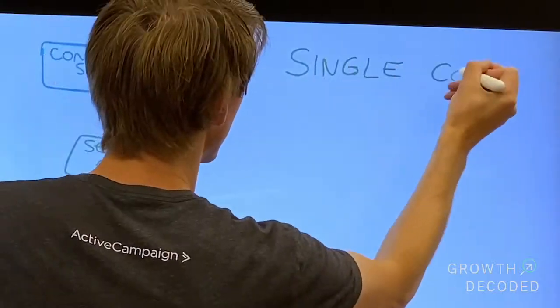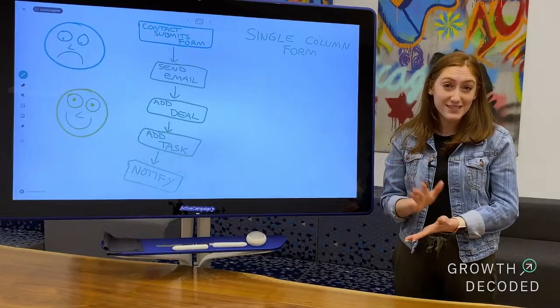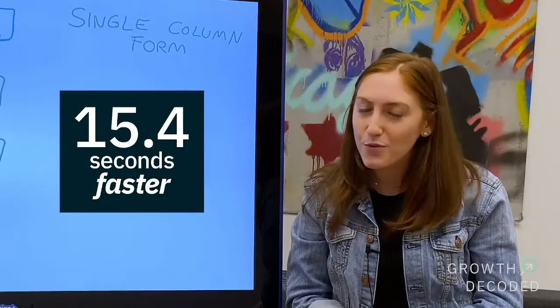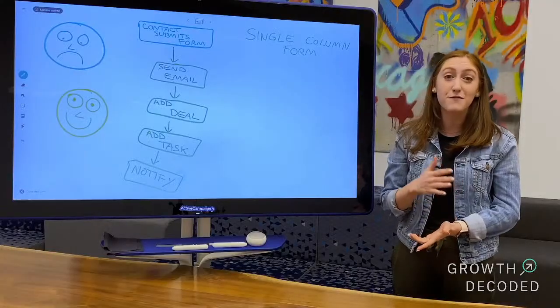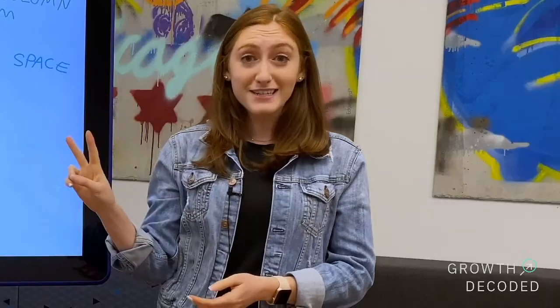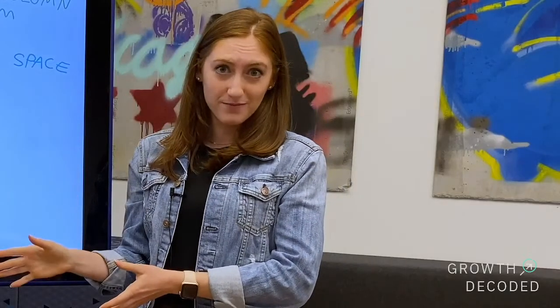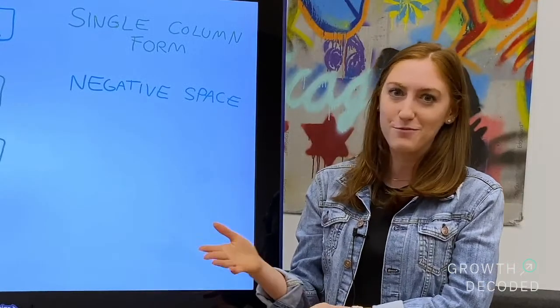Let's talk about 4 effective ways to reduce friction in forms. First, create a single column form. Studies show that we fill out single column forms 15.4 seconds faster than multi-column forms. The faster someone fills out your form, the more likely they are to submit it. Second, use negative space around your form. This makes your form easier to read, which in turn helps your visitor fill it out more quickly.